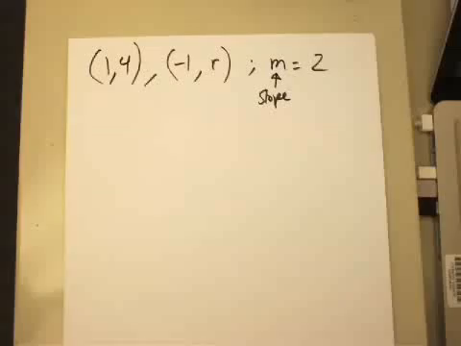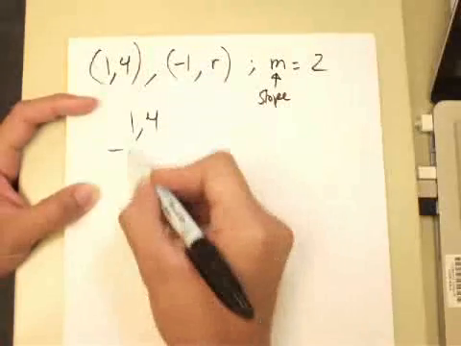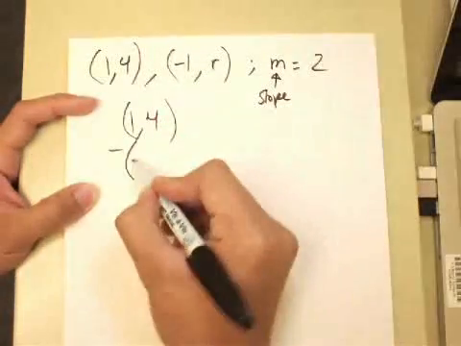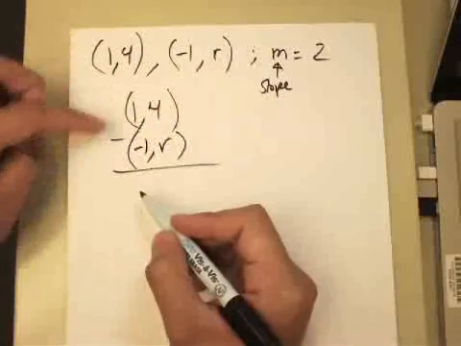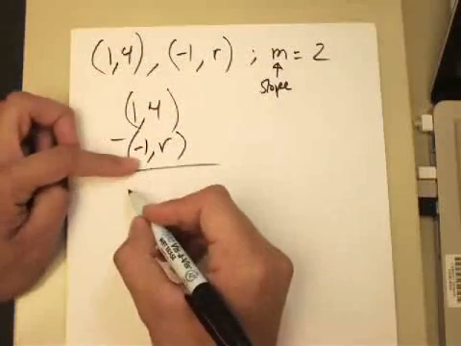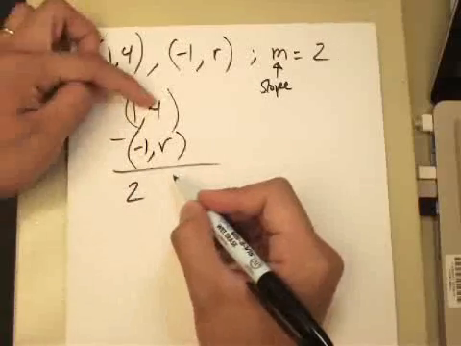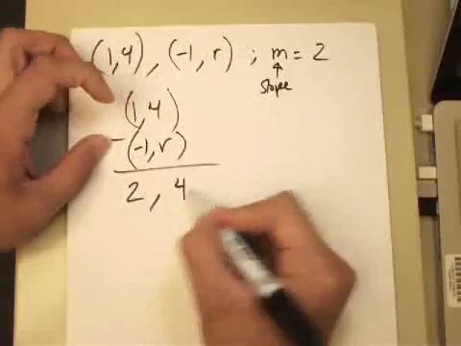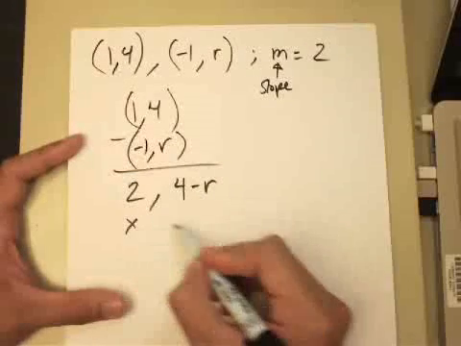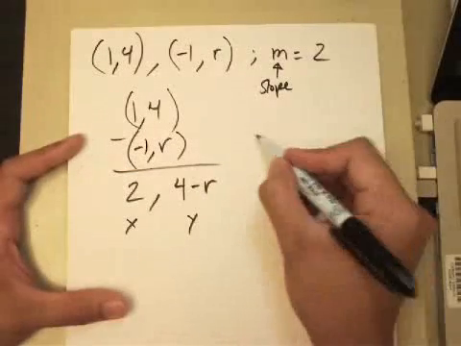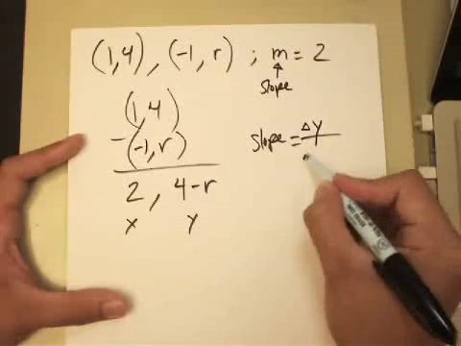Before, notice how we always set this up as a subtraction problem, right? So we can still certainly set it up the same way. And let's do it. 1 minus -1 is 2, right? Double negative, positive. So it's 2. 4 minus r. This time I don't know what r is, so I had to write it as 4 minus r. But I know that this is my x and this is my y. And according to our slope definition, it's going to be the change in y over the change in x.